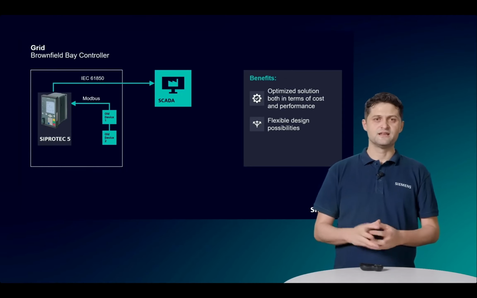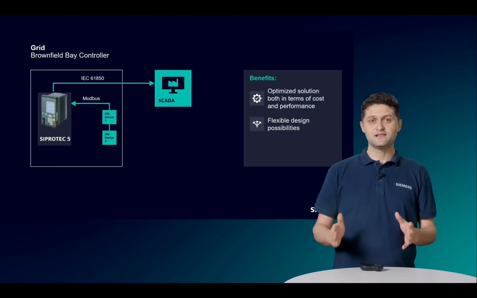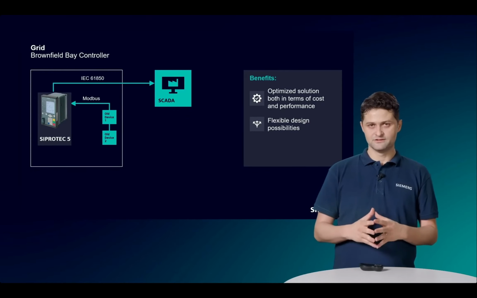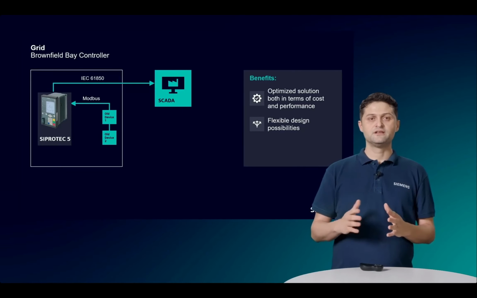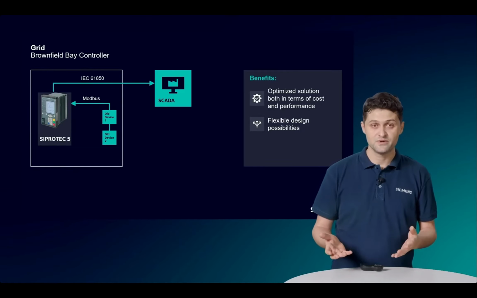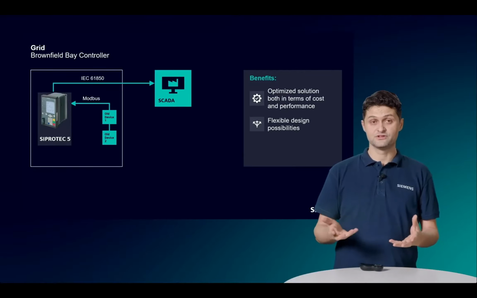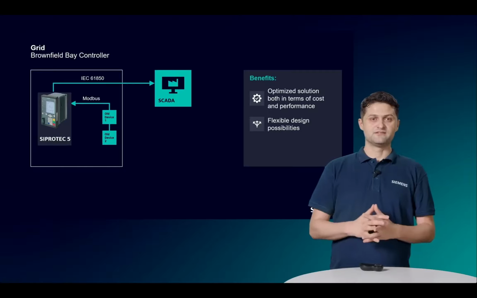Such devices can easily be integrated into a SIPROTEC 5 device, and the SIPROTEC 5 device can act like a bay controller in this regard, to control the existing field devices and to convert legacy device communication to a modern substation automation system like an IEC 61850 based control system. SIPROTEC 5's Modbus client is extremely flexible.